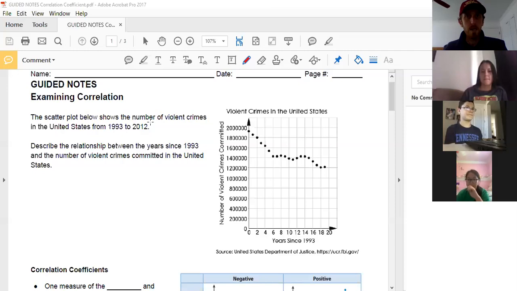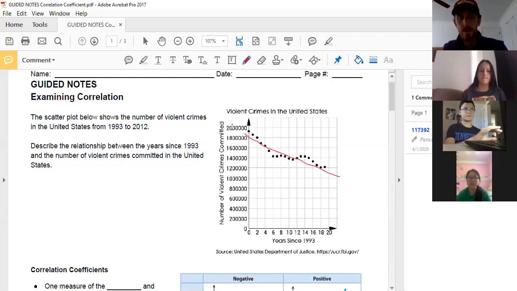Correlation relates to, if I'm looking at this first scatter plot, I notice that there's this trend like this, right? So we're gonna draw my little trend line, or line of regression we call it. We could say that there is a relationship between the years since 1993 and the number of violent crimes committed, okay? This relationship looks like, what would you say? Is it going up? Is it going down? What's it doing here? Going down. It's going down, right?